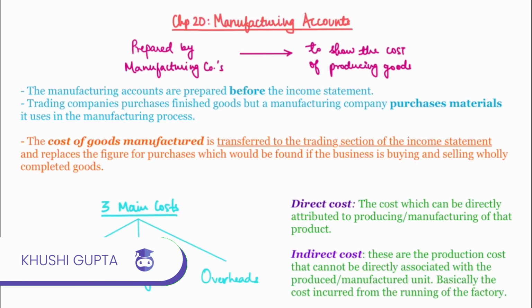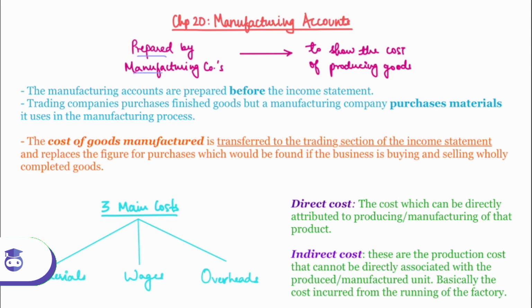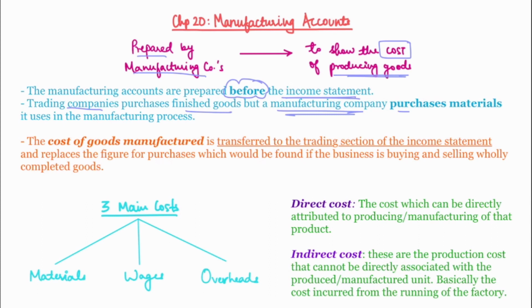Chapter 20, Manufacturing Accounts. Manufacturing accounts are prepared by manufacturing companies to show the cost of producing goods. Now, these accounts are prepared before the income statement. Please note, before the income statement. Now, trading companies purchase finished goods, but a manufacturing company purchases materials it uses in the manufacturing process.